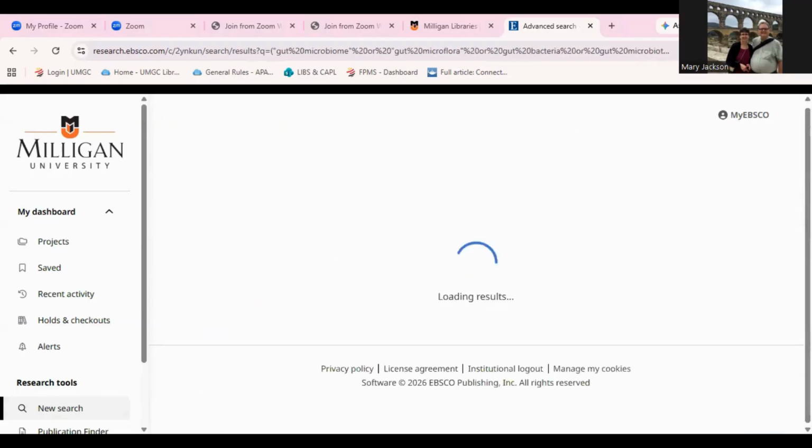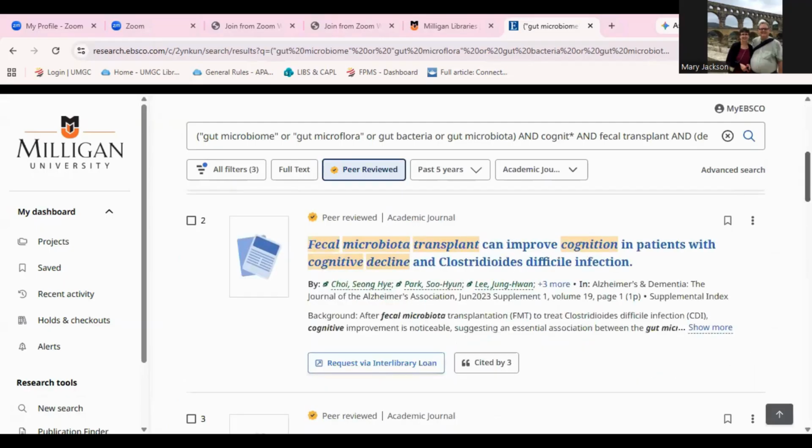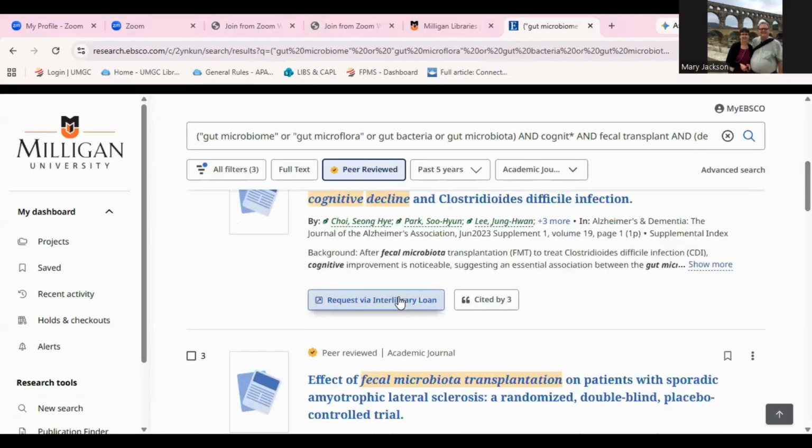A quick look at the results. Some of them will be things that you can get through our full text finder. That means just click on it and the full text should come up. This one says request via interlibrary loan, which means you would need to request it. Again, articles should come in a matter of days. If it doesn't arrive, contact Linda in the library.